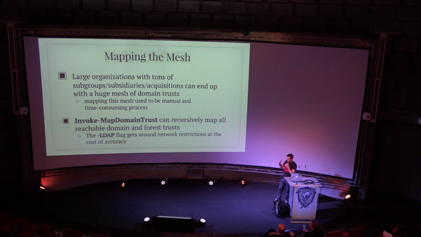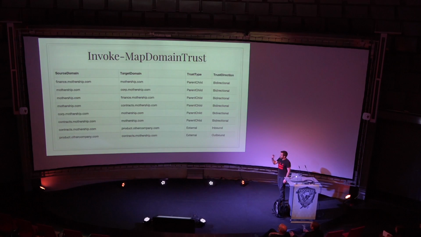But we soon built a function, Invoke-MapDomainTrust, that will say, give me all the trusts in my current domain, and for each result, go get all the trusts for those domains, and recursively crawl this entire trust mesh. Again, you can use the LDAP flag if there's network segmentation. If it's a flat network, by default this will try to touch the primary domain controller for any of the foreign trusted domains. So Invoke-MapDomainTrust, pipe it out to CSV.